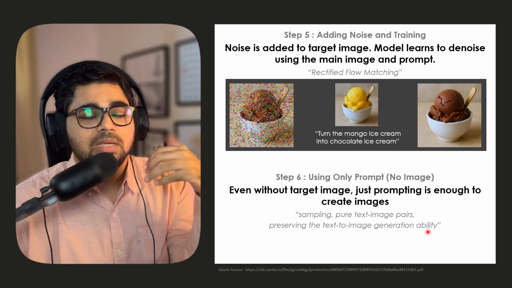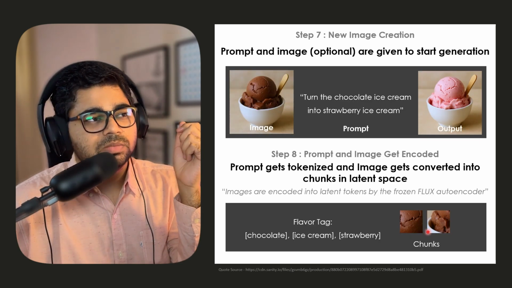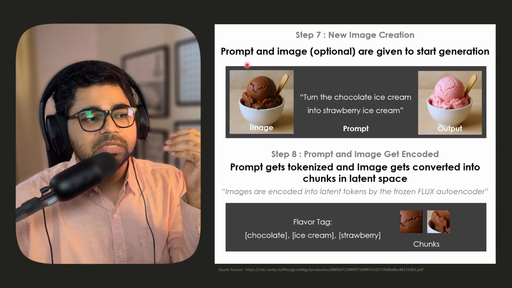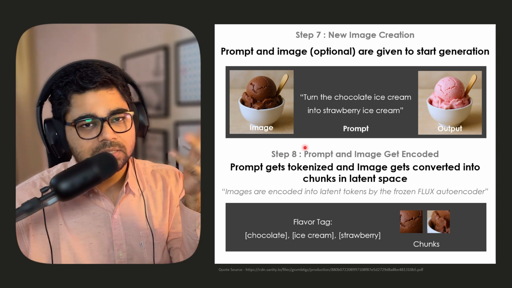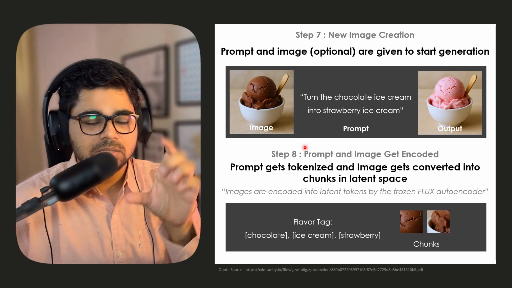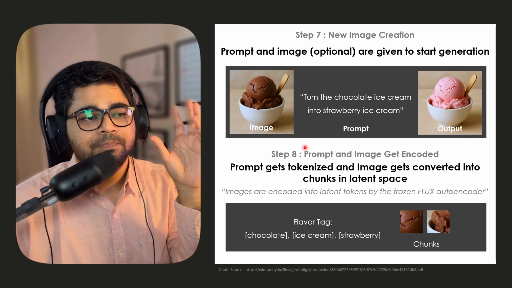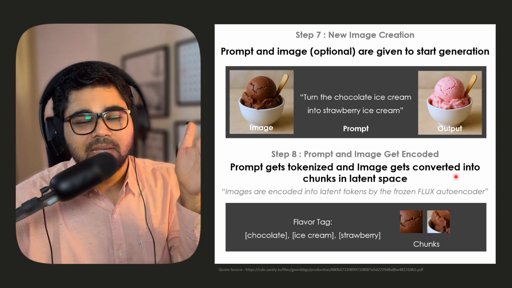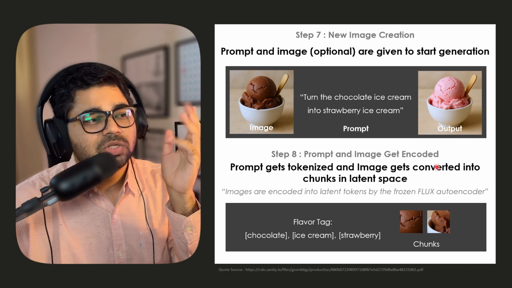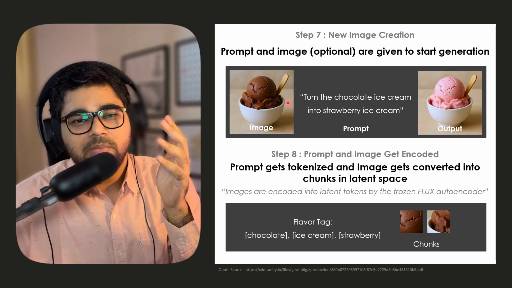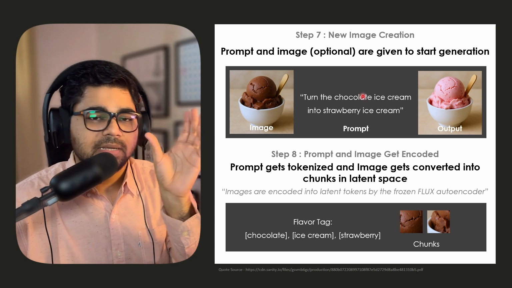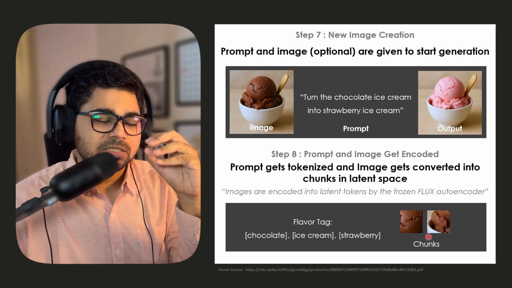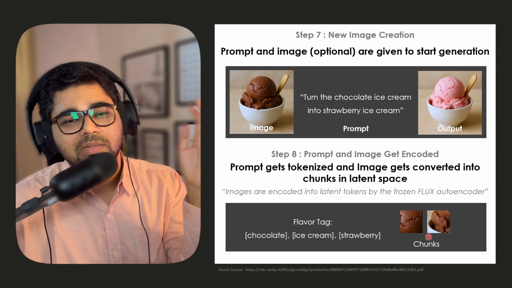Now let's see what happens during the image generation process. During the image generation process, you can either add only a prompt or a prompt and an image. What happens in the next step? The prompt gets tokenized, again split up into separate words, converted into one unique vector, and the image gets converted into chunks or compressed in the latent space. Again, let's take the same ice cream example. So I want to convert this chocolate ice cream into a strawberry ice cream. So first my prompt gets split up and tokenized, and then this chocolate ice cream gets compressed into, let's say, a flavor profile and put in the latent space.